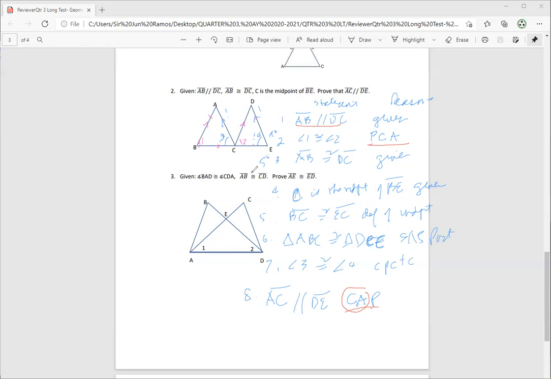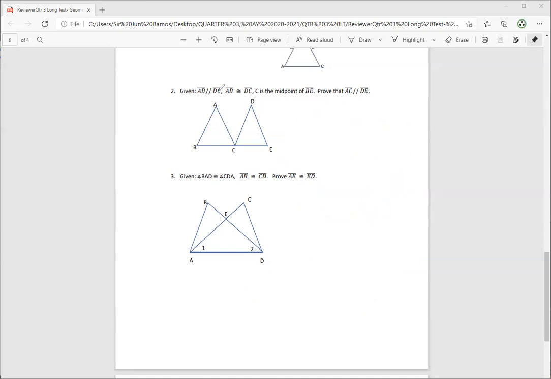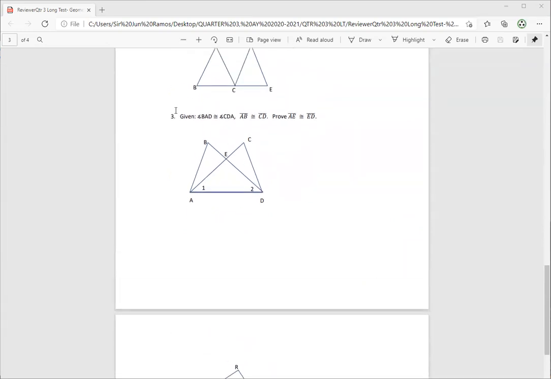Let's see the last number there. Okay, so we have angle again. The thing that you do is you're going to pre-analyze the problem. Okay, I want to draw the triangle separately so you can see it better. So I have here triangle ABD, and then we have here triangle ACD. And let's try to find out what is given.